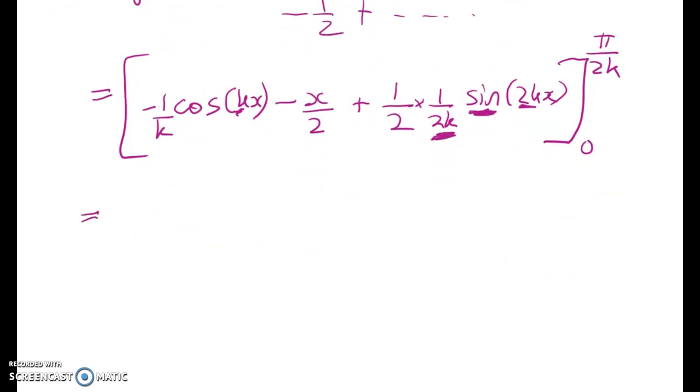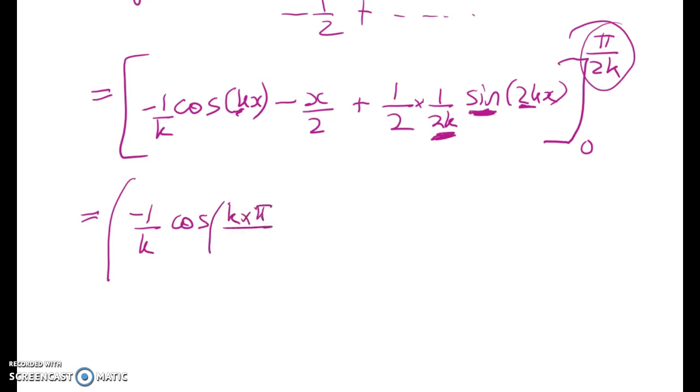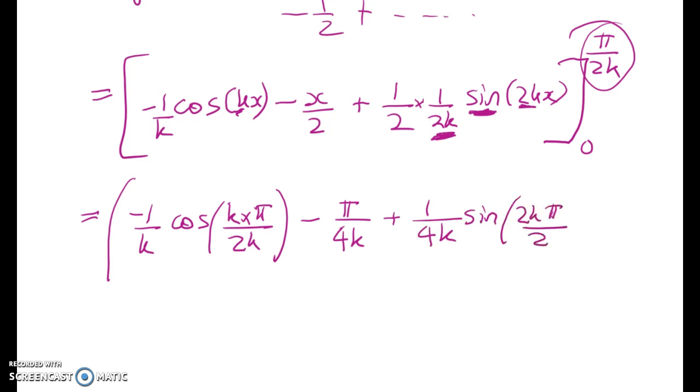I'm going to substitute in now, and it turns out that this ugly limit here is quite nice once we start popping everything in. So the first set of terms gives me negative 1 over k cos of k times pi over 2k, minus pi over 4k, plus 1 over 4k sine of 2k pi on 2k. That's the first bit done.